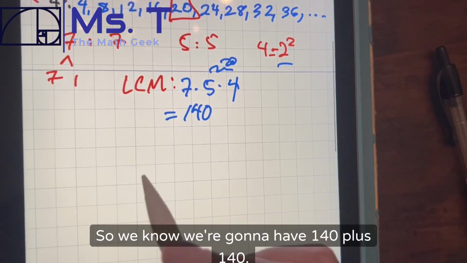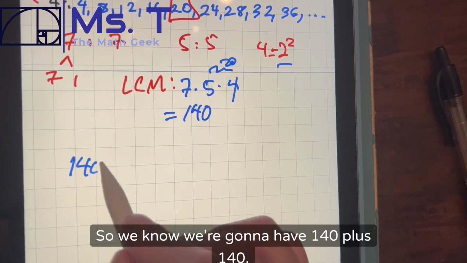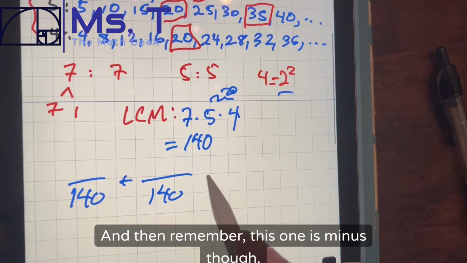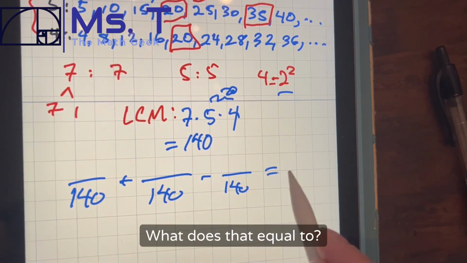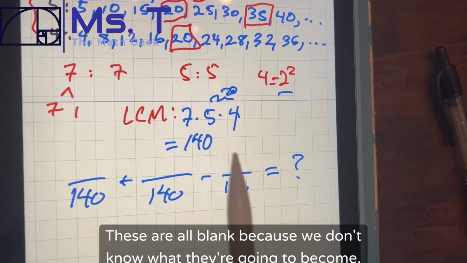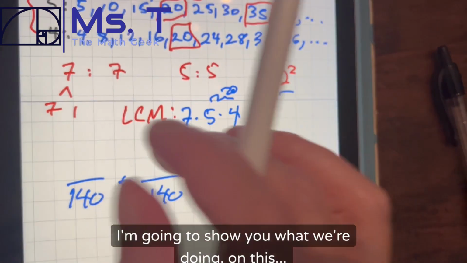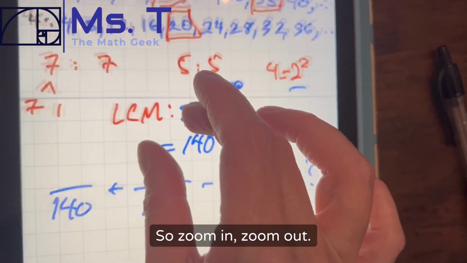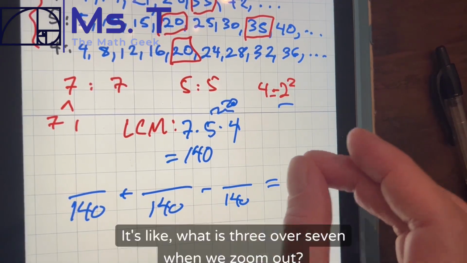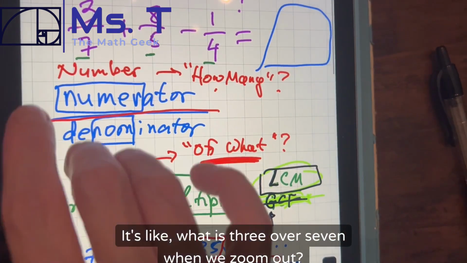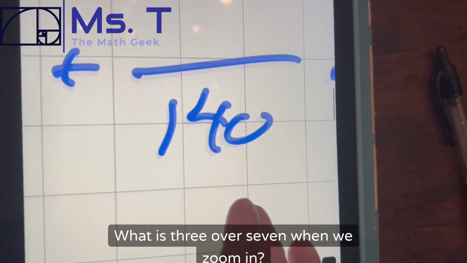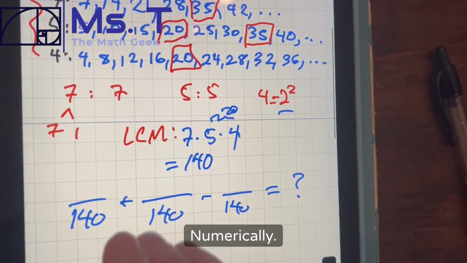So we know we're going to have 140 plus 140. And then remember, this one is minus though. Minus 140. What is that equal to? We'll have a question mark for now. So do you see our form? These are all blank because we don't know what they're going to become. They scaled up. I'm going to show you what we're doing, so zoom in, zoom out. That's what common denominators are. What is 3 over 7 when we zoom out? What is 3 over 7 when we zoom in? What does it look like numerically?